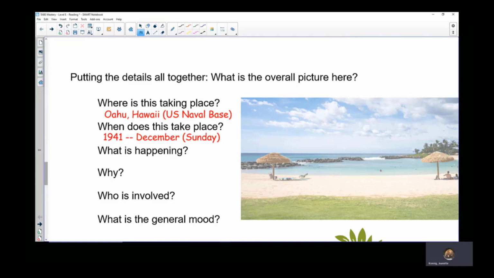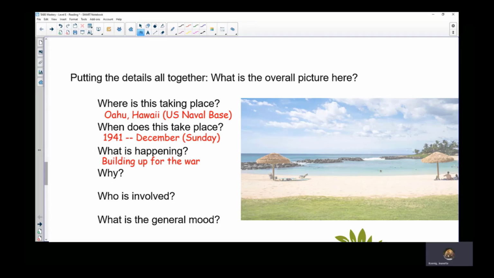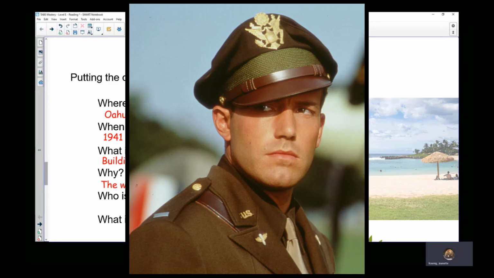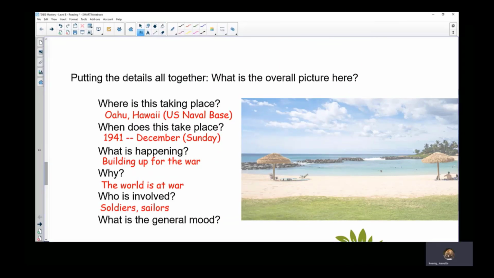All right, so what's happening? So we mentioned the war and they're relaxing. Why is this happening? Okay, but these two questions work together. So what's happening? Well, there's a war. We're building up for the war. Why? Because there's a war. They kind of feed each other. Who's involved? Ben Affleck. Yeah, who was he? What was his job? He was like an American soldier or sailor or something, like some kind of military guy. Yeah, military. So soldiers, sailors, military. Okay, the Navy, the Army, so people who work for the military.